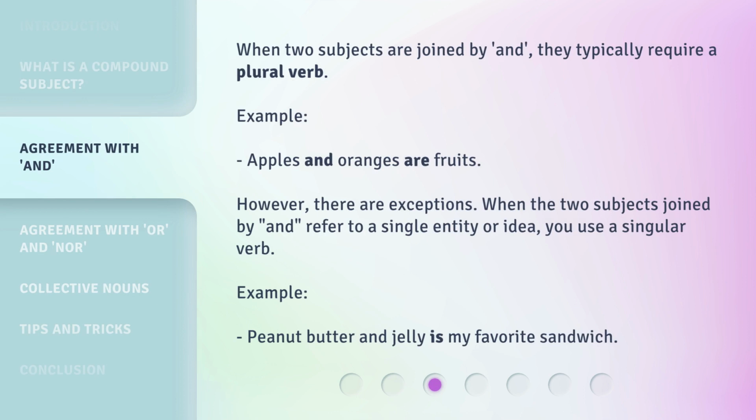When two subjects are joined by and, they typically require a plural verb. Example: apples and oranges are fruits. However, there are exceptions. When the two subjects joined by and refer to a single entity or idea, you use a singular verb. Example: peanut butter and jelly is my favorite sandwich.